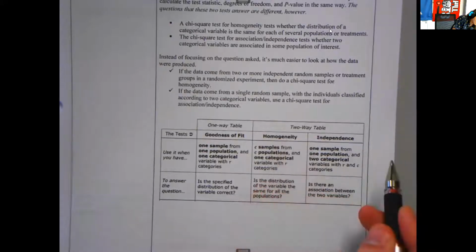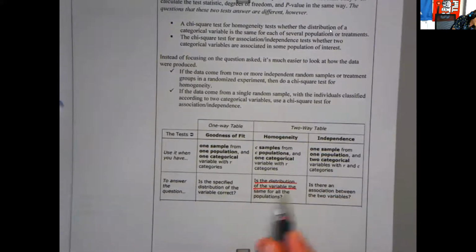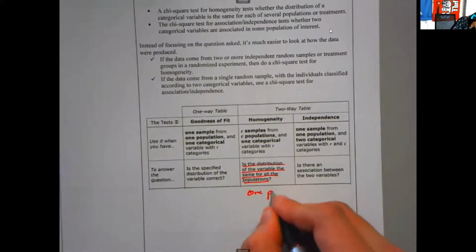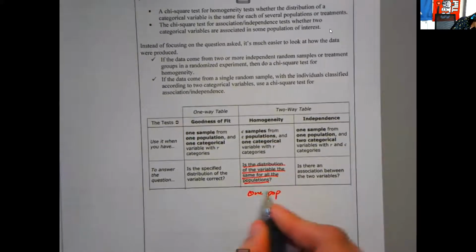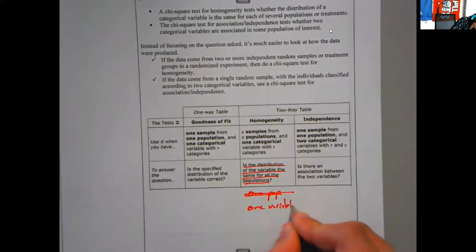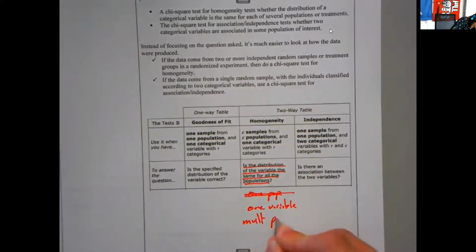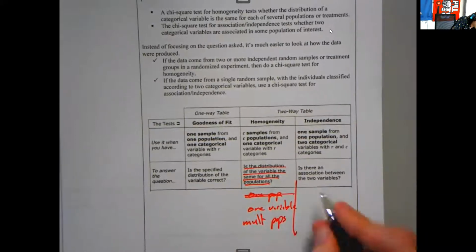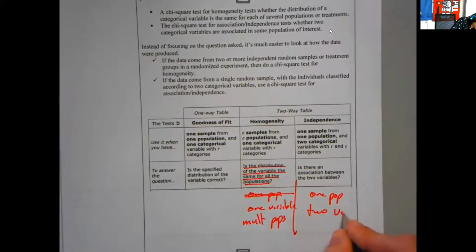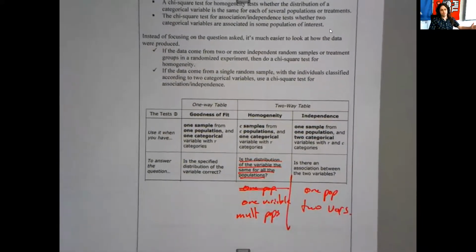Homogeneity is whether the distribution of the variable is the same for all populations. Homogeneity is one variable, multiple populations. Independence is one population, two variables. Are these two populations distributed the same way, or are these two variables associated within the same population? What are they going to look like?